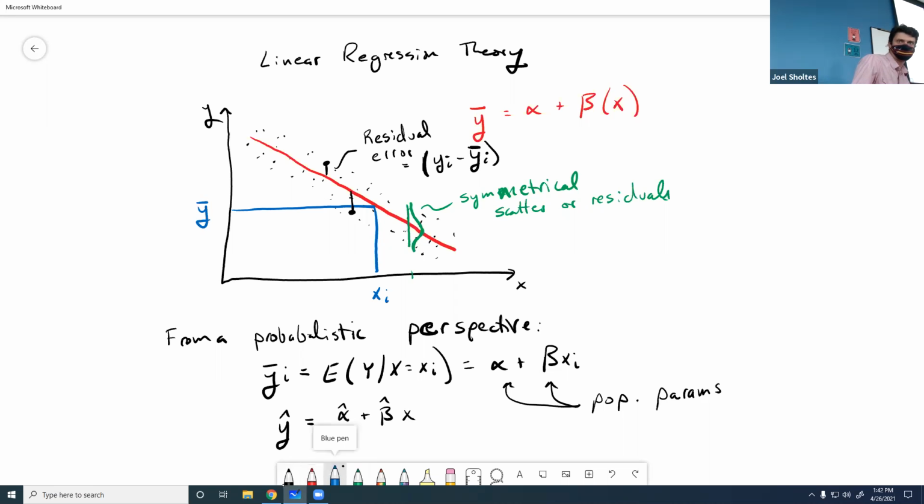And these are from our sample. So our sample estimates. So anytime we do a linear regression, we're estimating alpha hat and beta hat. Or that's what we're coming up with based on our data, and those are estimates of the true, quote unquote, population parameters.